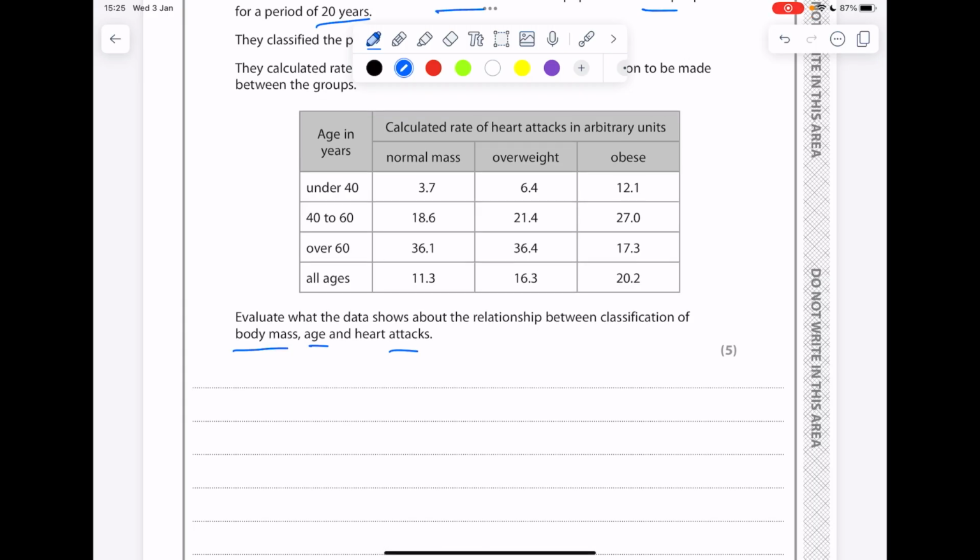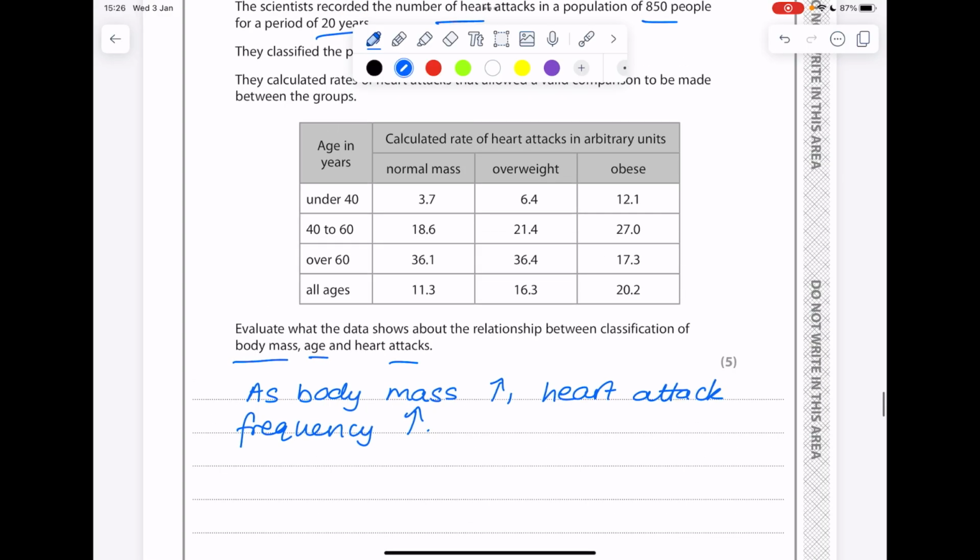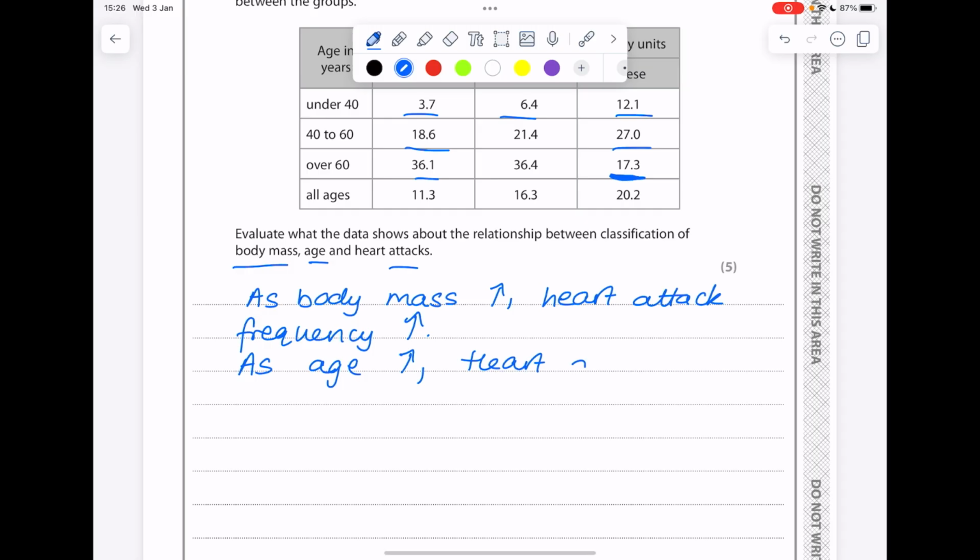Okay, let's look at body mass. So as body mass increases, we can see across all age groups, the rate of heart attack increases. What about age? So again, we can see that that also increases, apart from for this obese category over here.